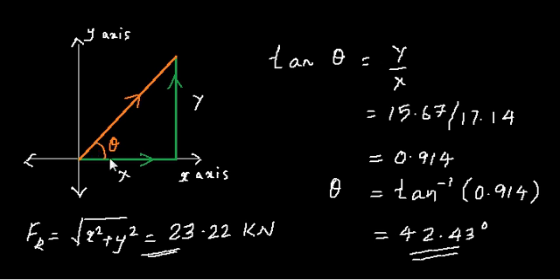And to find theta, the angle or direction of the resultant force, you have tan theta is y divided by x. You know it's 15.67 and 17.14 for y and x. That gives you 0.914, and theta is tan inverse of 0.914, which is 42.43. So the angle or the direction of the resultant force is 42.43 degrees and the magnitude is 23.22 kilonewton. You can try this example by yourself to make it thorough.